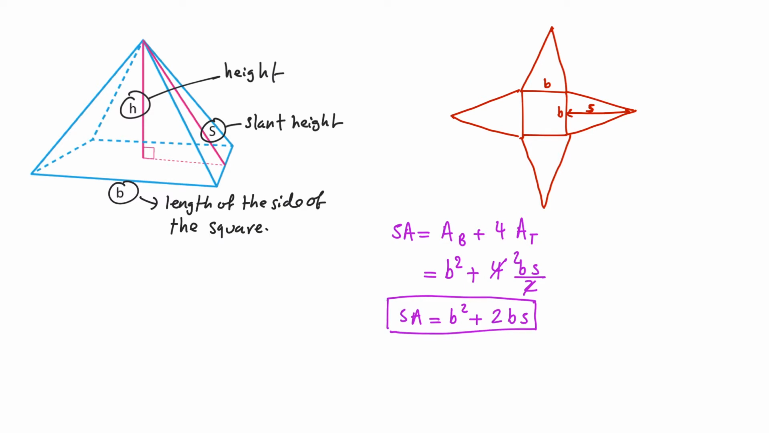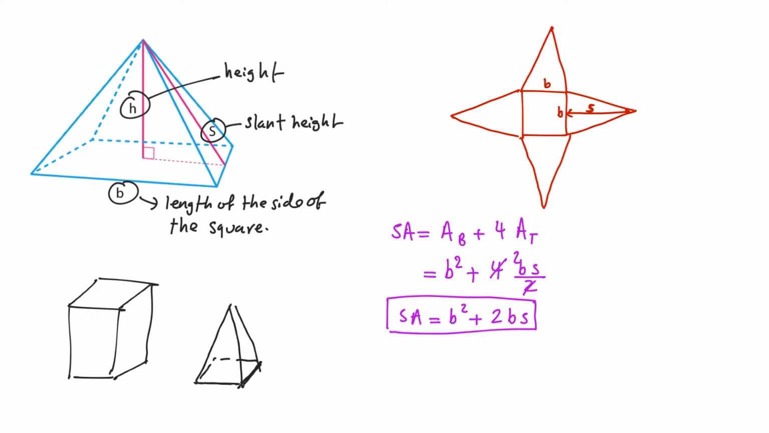Now for the volume, what we're going to do is draw out a rectangular prism which has a base shape of a square, and similarly we are going to draw a square pyramid which has the same height. So let's say these two shapes both have the same height and they have the same length for their square side.